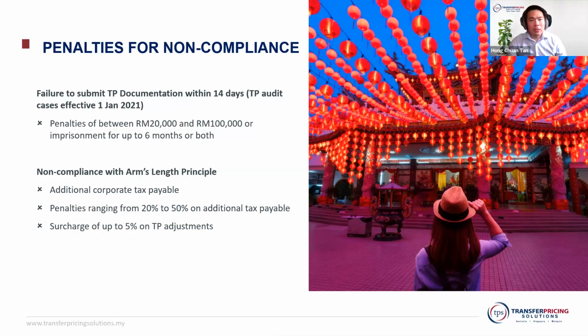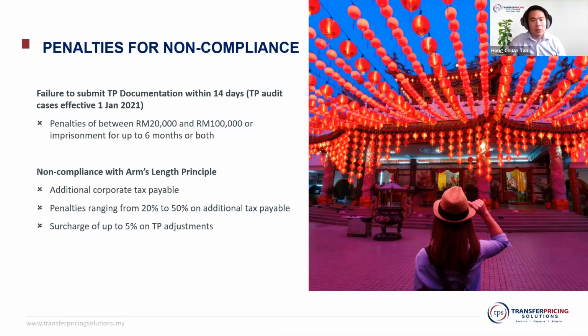On top of that, if you have a TP documentation but it is not of good quality, what's the risk of non-compliance? You have additional corporate tax payable, given penalties ranging from 20 to 50% upon adjustments, if you can't really justify your TP position.